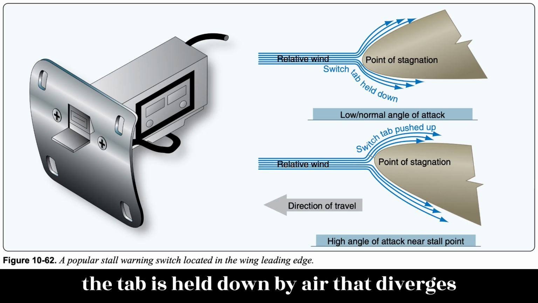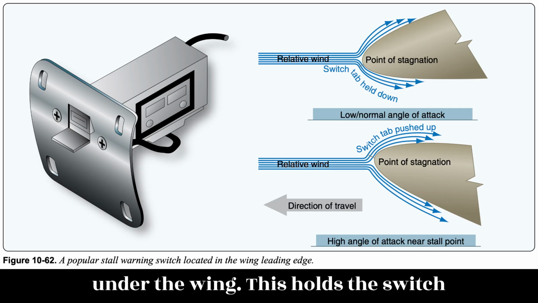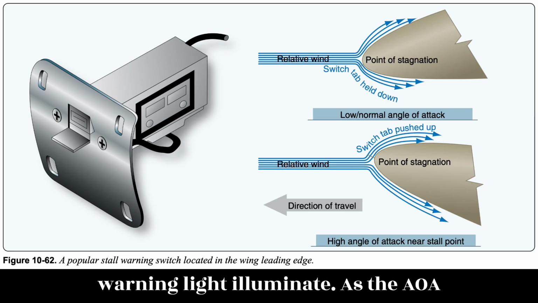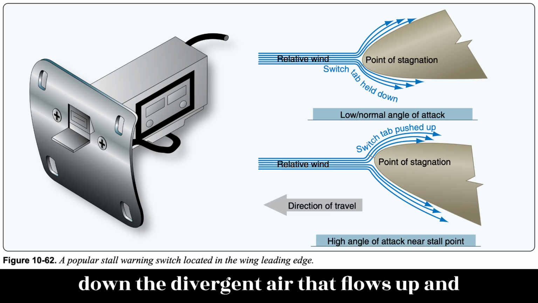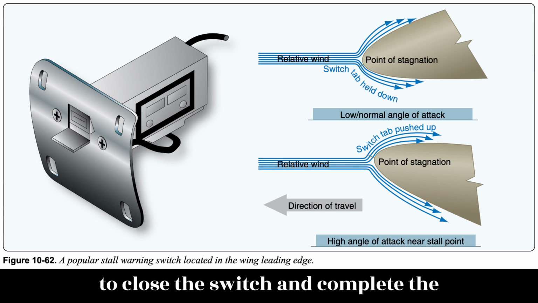At normal AOA, the tab is held down by air that diverges at the point of stagnation and flows under the wing. This holds the switch open so the horn does not sound nor the warning light illuminate. As the AOA increases, the point of stagnation moves down. The divergent air that flows up and over the wing now pushes the tab upward to close the switch and complete the circuit to the horn or light.